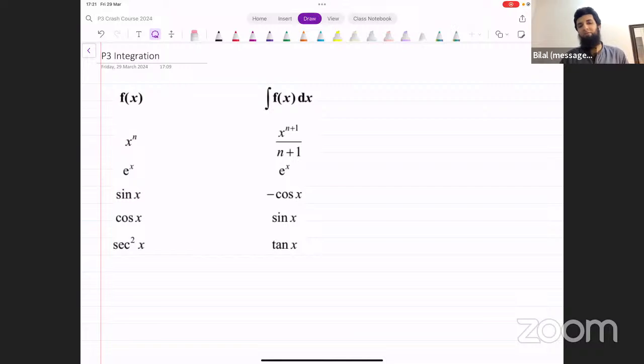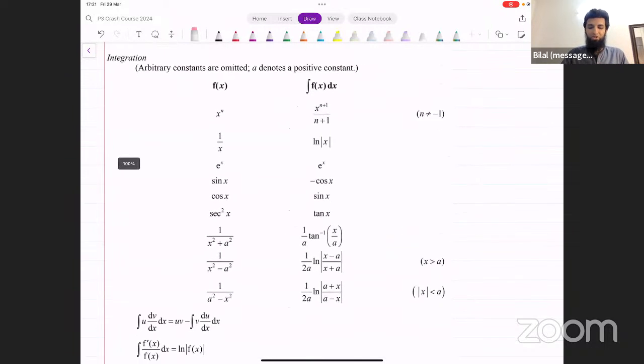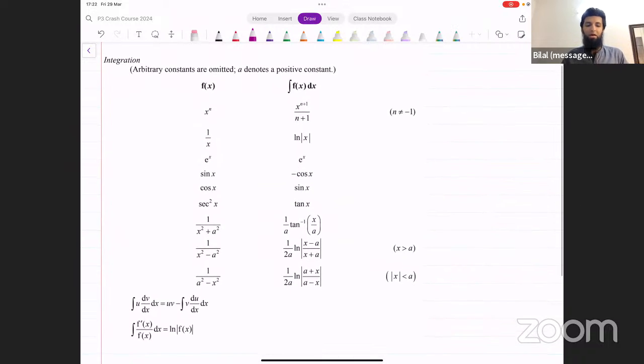Now, first of all, we're going to start with some very simple functions. Now, I've taken this from the formula sheet. This is given in the formula sheet. So if you look at the formula sheet for integration, these are some of the rules that are given. Now, there are some things that you need to know apart from this as well. But I'm going to start with some of these that you can integrate directly.